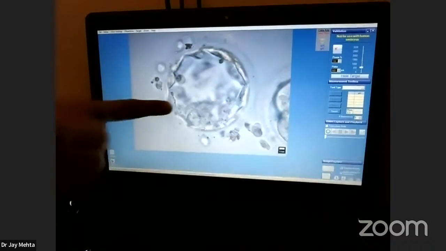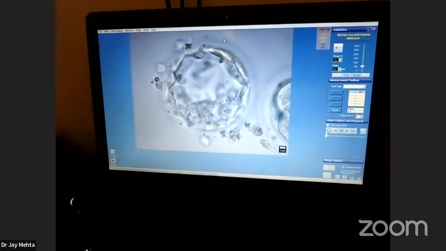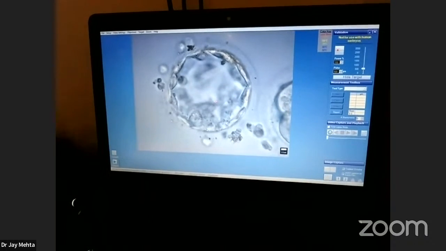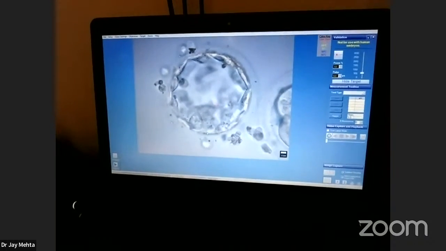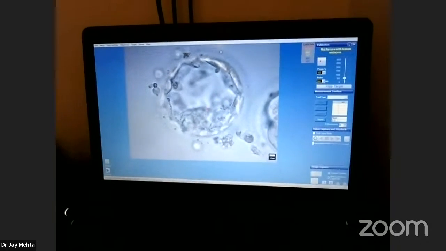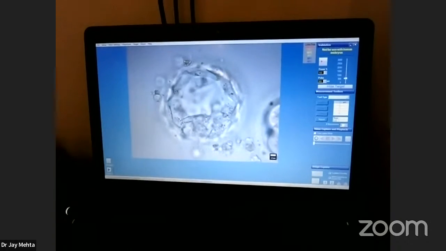And this is the inner cell mass, which is present on one side. So whenever you have an inner cell mass, yes, this is a good blastocyst. For clinical purposes and for clinicians' purposes, let your embryologist go and grade it further. But as a doctor, this is something which you need to tell your patient.